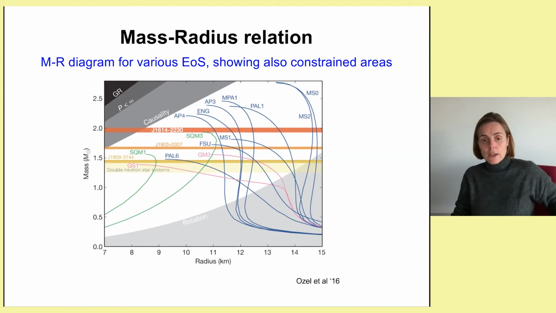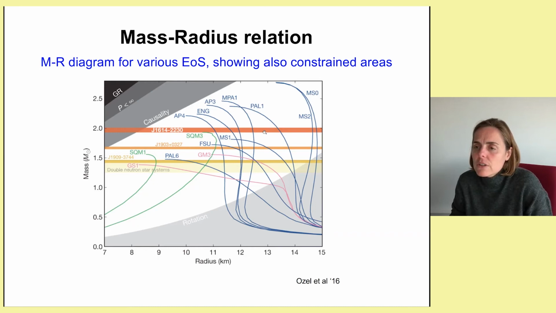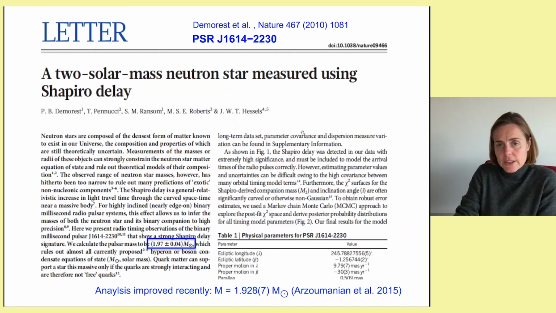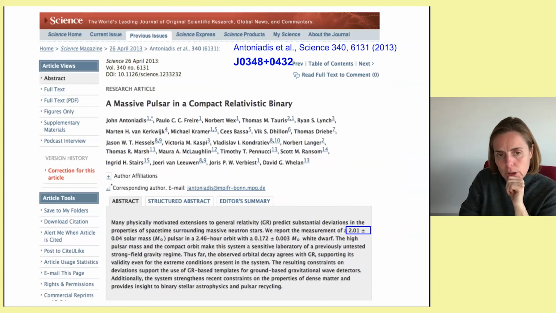Because as you can see, in this case, there are several models with nucleonic degrees of freedom. I believe all of them are nucleonic. There are no hyperons, but they have different interactions between the particles, and this is giving you this difference in mass and radius, okay? And these are just to show you these two important measurements of two solar mass observations. This is from 2010, the MODEST. Then this is from 2013, Antoniadis and collaborators.